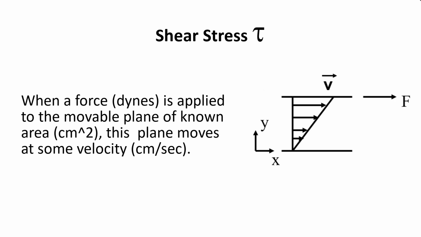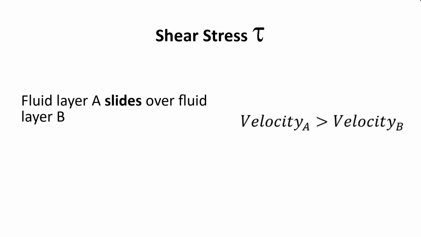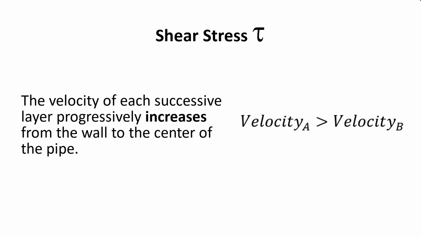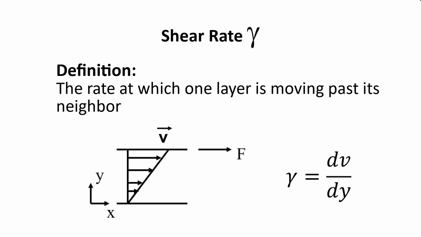When a force is applied to a movable plane of known area, this plane moves at some velocity. Fluid layers cannot move across adjacent planes. Instead, fluid layer A moves over fluid layer B. Fluid layer A will have a velocity greater than fluid layer B. The velocity of each successive layer progressively increases from the wall to the center of the pipe. The rate at which one layer is moving past its neighbor is known as shear rate. It is represented by a lowercase gamma.